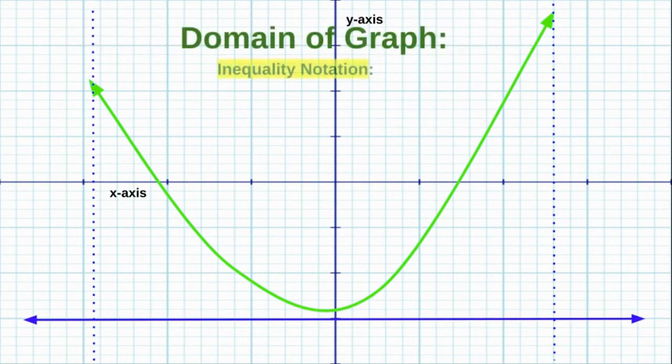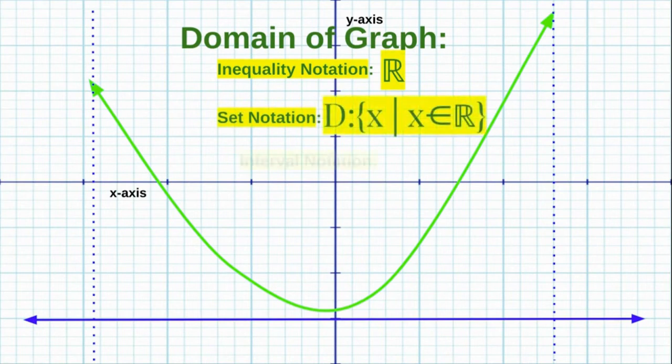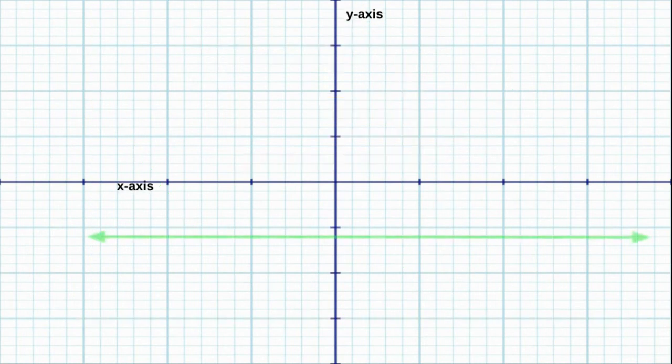So whenever you see those arrows on the end of the graph and you don't see any holes or anything in between the two arrows, we know that the domain is all real numbers. And of course my inequality notation, set notation, and interval notation are all the same when I'm talking about it. So I gave you three different graphs, but they all had the same domain, which was all real numbers.